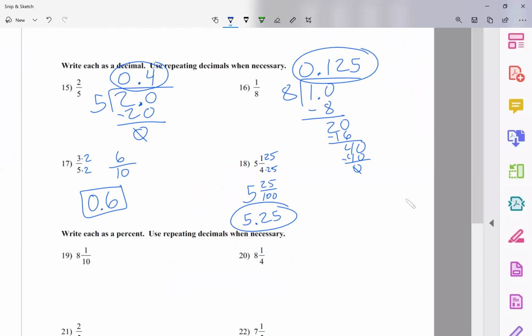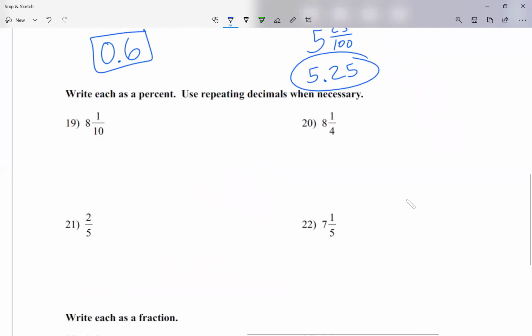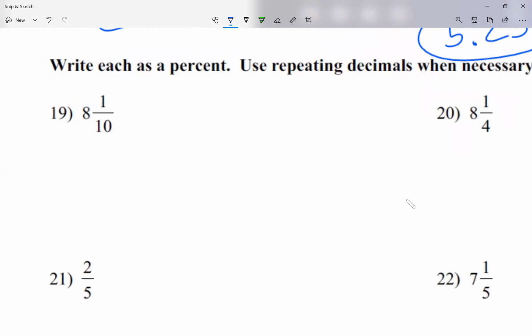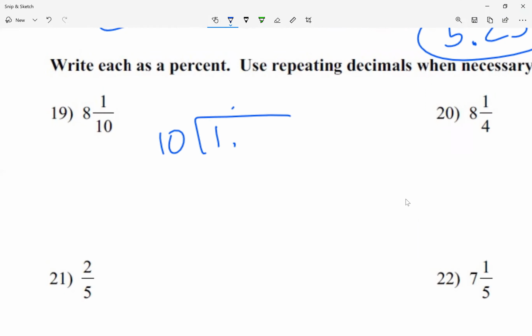So questions 15 through 18 says write each as a decimal. Now questions 19 through 22, it's asking to write it as a percent. Now, one way I can do this, I can make it into a decimal and then move the decimal places to the right. Okay, so first, let me do that. One way I learned was using division.